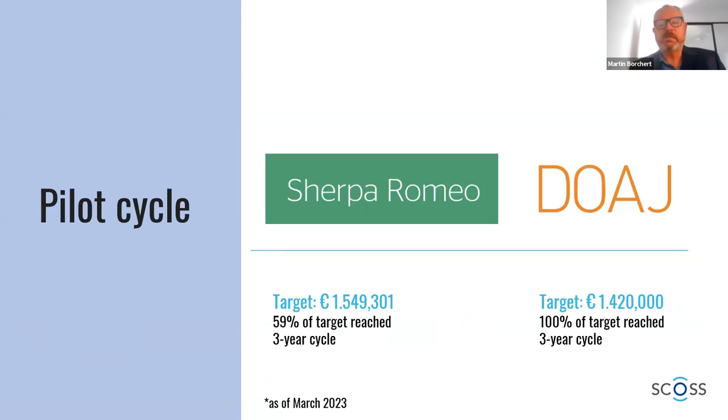So just in summary, I'm going to skip through these slides just to give you an overview of the pilot cycle with these 2 infrastructures, Romeo, DOAJ. You can see their targets. You can see DOAJ reached its target and in fact was invited to create a second work plan and reach its target. 3 years on, we haven't reached the target for Sherpa Romeo, but they have also reached a substantial amount of funding to improve sustainability.